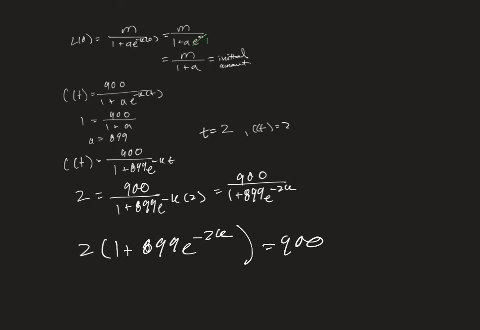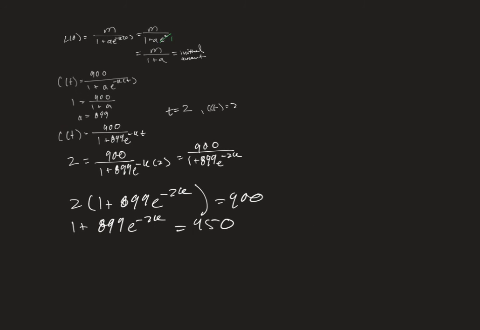I can divide by 2. 1 plus 899 e to the negative 2k equals 450. Sorry, this is getting mini. Subtract 1: 899 e to the negative 2k equals 449. Divide by 899. I don't know what that is off the top of my head. 449 over 899.